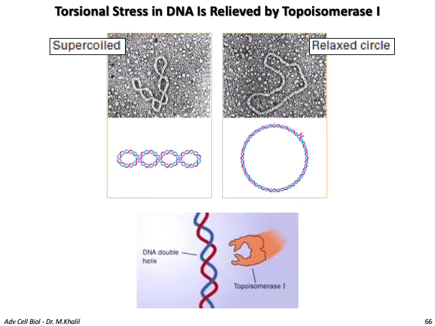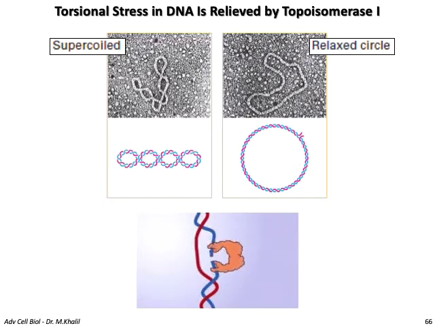So you can see here the difference between a supercoiled circular DNA and the relaxed circular DNA that has been nicked. And from the GIF you can see how topoisomerase 1 sits on the DNA, cuts one strand, relieves the stress, and joins the strand again.